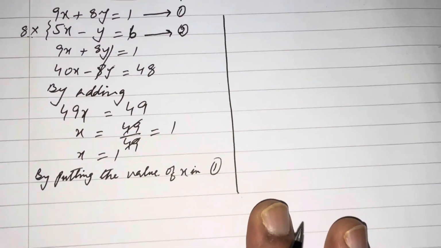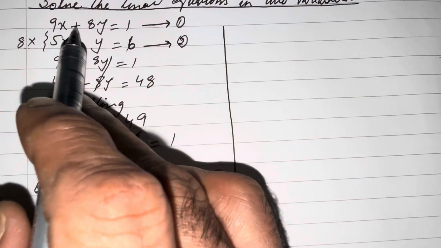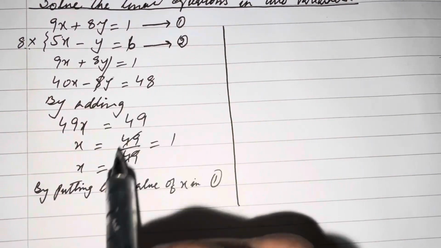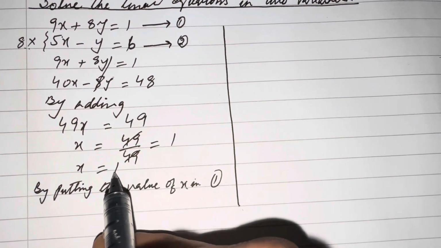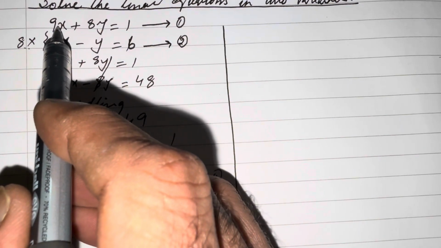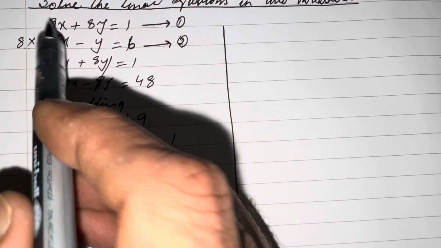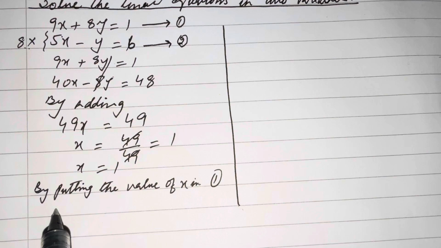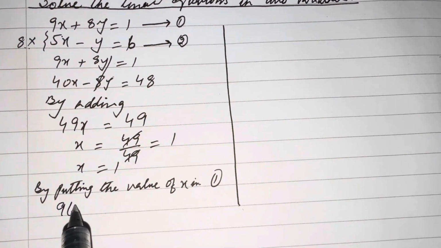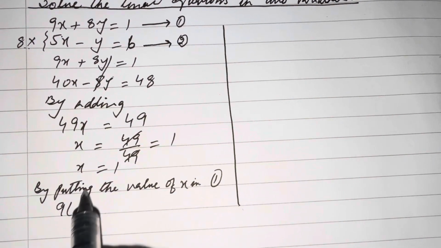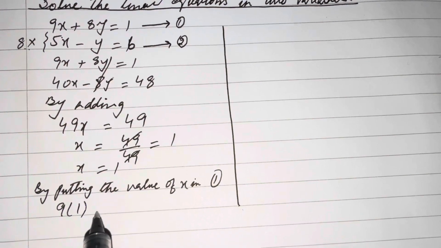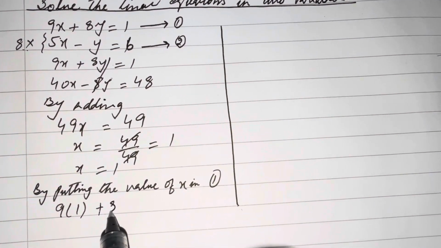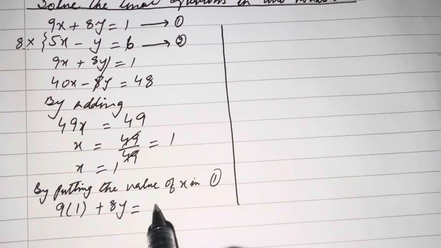If you see, the equation number 1 is 9x plus 8y is equals to 1. So the value of x, 1, will be put in the place of x. So we get the equation like 9 into x. The value of x is 1. So then plus 8y is equals to 1.